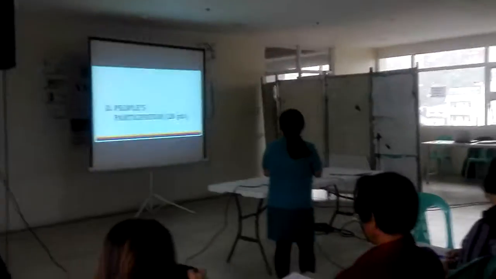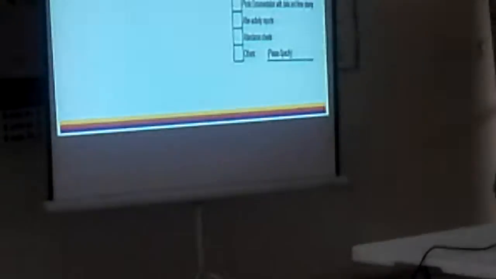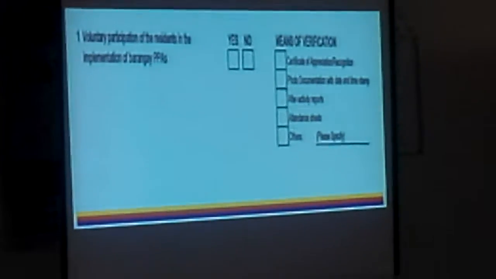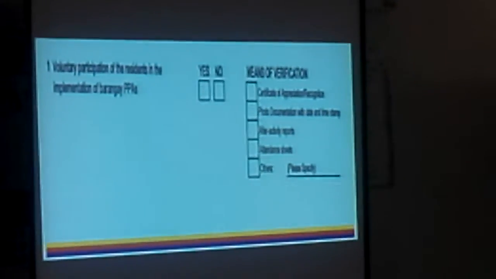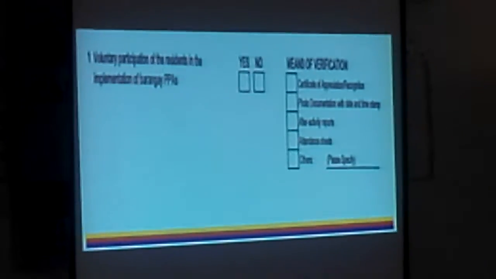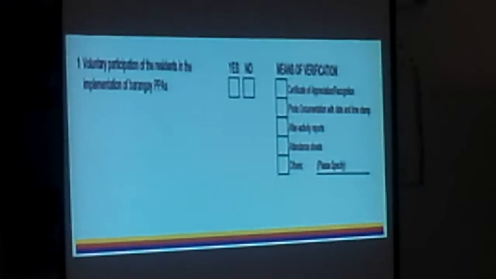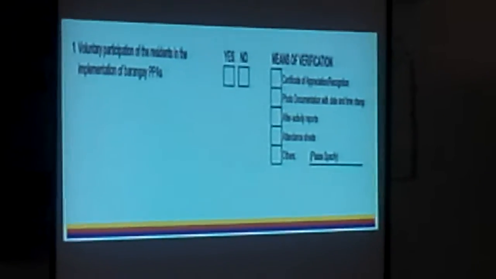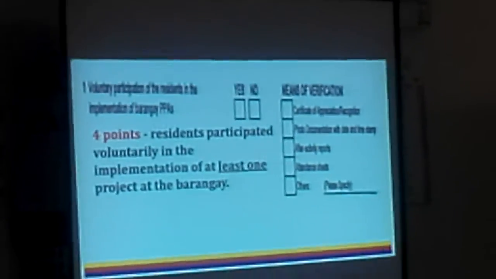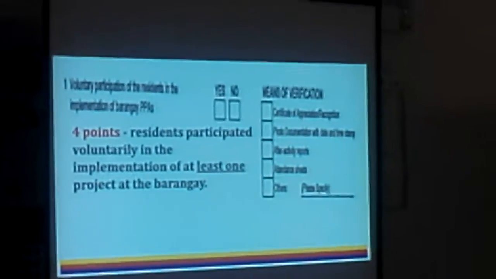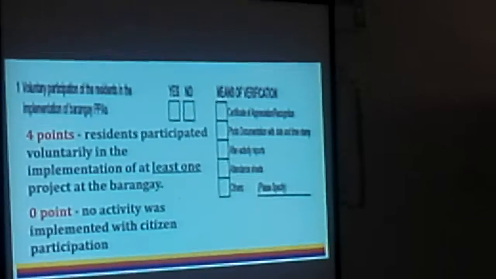Let's move forward to people's participation with 20 points. Voluntary participation of the residents in the implementation of barangay PPAs. Ang means of verification po dito is certificate of appreciation or recognition, photo documentation with date and timestamp, after activity reports, attendance sheet. And/or po ito, ma'am. Pwede yung photo documentation or after activity reports, attendance sheet, or certificate of appreciation or recognition. So, 4 points, residents participated voluntarily in the implementation of at least one project in the barangay. And then 0 for no activity was implemented with citizen participation.